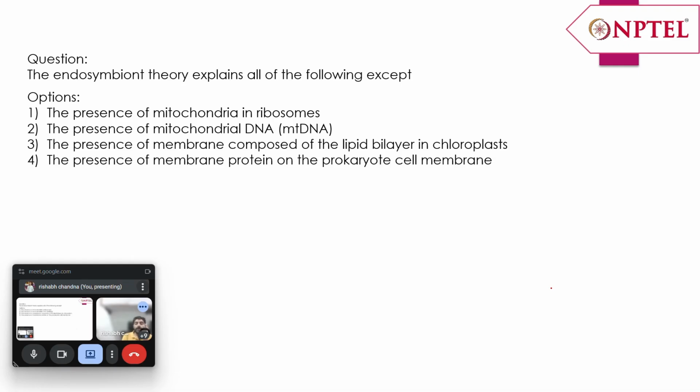Okay. So endosymbiont theory basically explains how the mitochondria and chloroplast originated in the eukaryotic system. In these particular options, option 1 is the presence of mitochondria in ribosome. I think it would be the other way around. Then the presence of mitochondrial DNA, yes, this can be explained by the endosymbiont theory. The presence of membrane composed of lipid bilayer in chloroplast can also be considered an endosymbiont theory postulate. And the presence of membrane protein on the prokaryotic cell membrane.